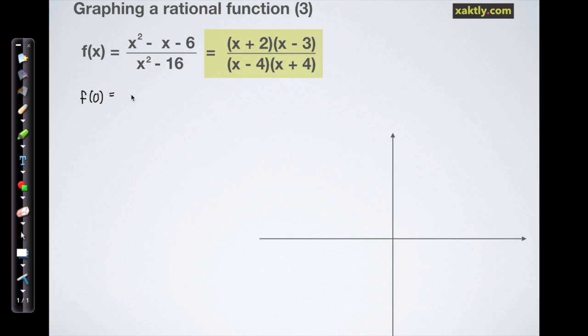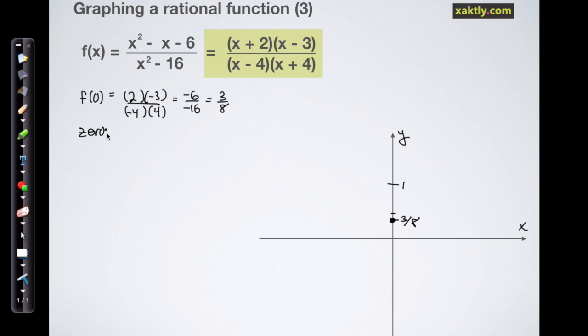Let's find the y-intercept, f of 0, and it's easy to do from that right side in the green box. It's 2 times negative 3 over negative 4 times positive 4. So what is that? Negative 6 over negative 16, which reduces to positive 3/8. So we can plot that. If we call that 1, then this is a half, and here's about positive 3/8 there. So there's our y-intercept more or less. Remember, this is just a sketch.